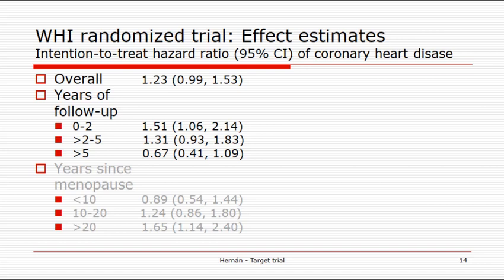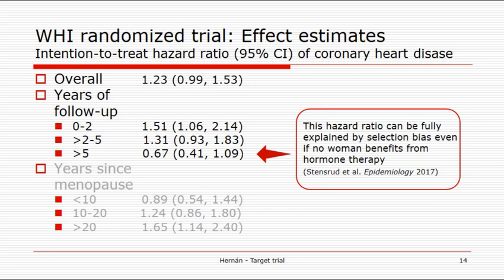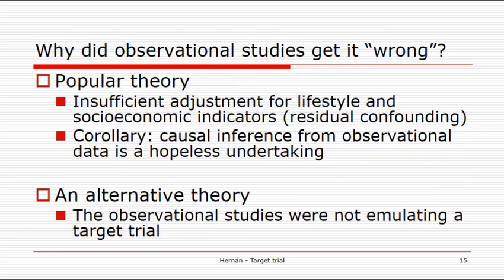So this actually, my colleague Matt Stenfurth and others have looked at this from a mathematical point of view, and they show that based on this depletion of susceptibles, the hazard ratio can go down from 1.8 in the first year only, to 2.7 after 5 years, even if hormone therapy is not beneficial for a single woman in the study. So this is just a function of the bias of the depletion of susceptibles. Okay, so now we will come back to that.